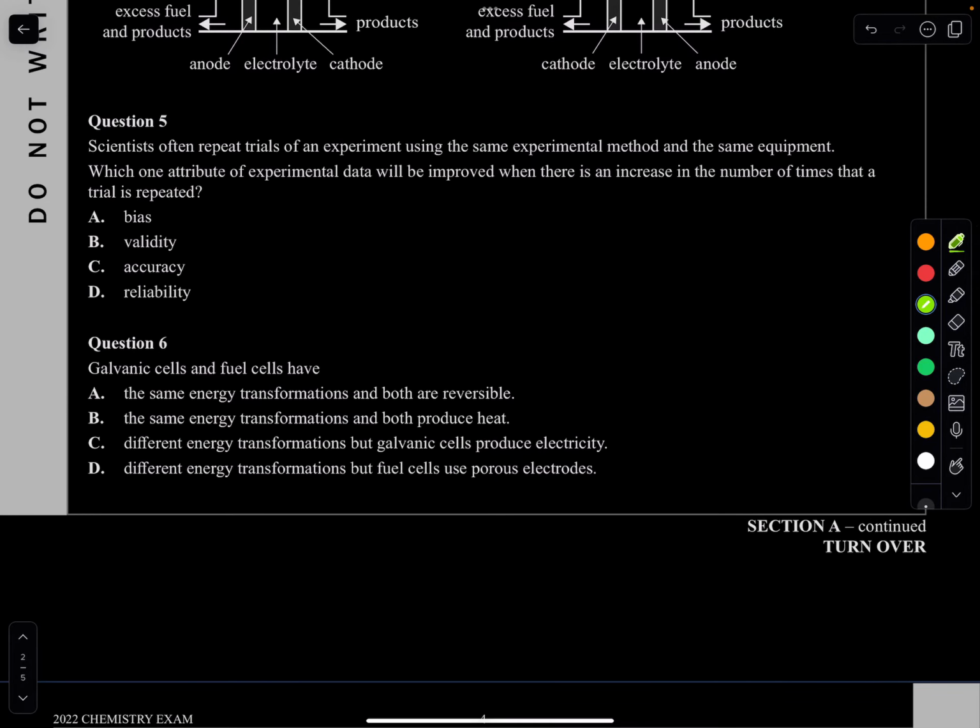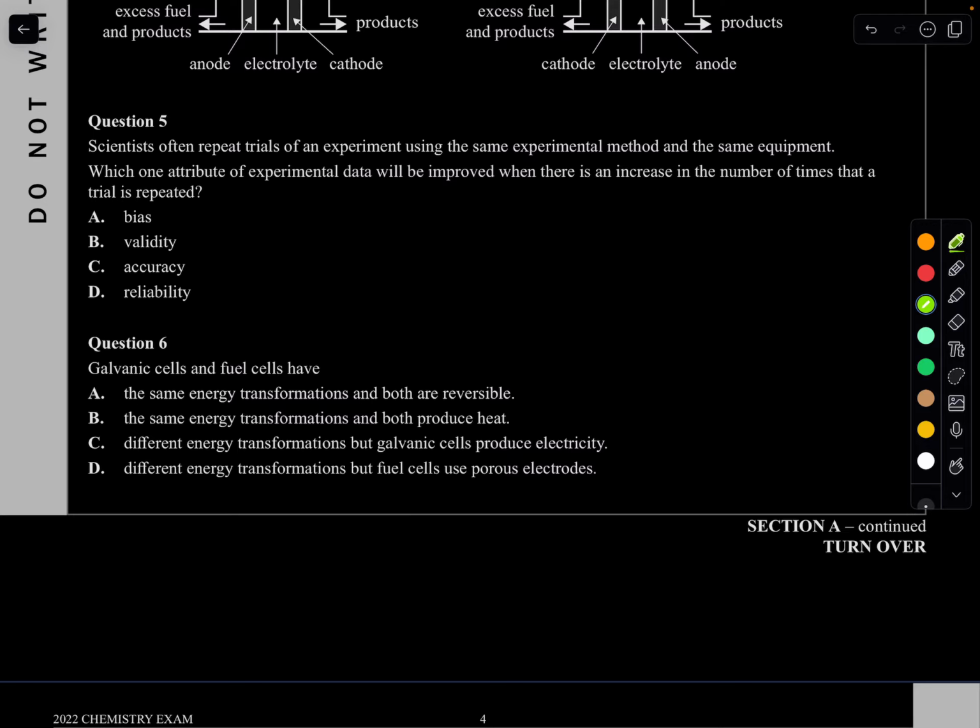Question 5. Scientists often repeat trials of an experiment using the same experimental method and the same equipment. Which one attribute of the experimental data will be improved when there's an increase in the number of times that a trial is repeated? So you're repeating the number of trials. Is that bias? Remember, bias is when the investigator, the person doing the experiment, manipulates the results to get what he wants. So it's like this unfair judgment.